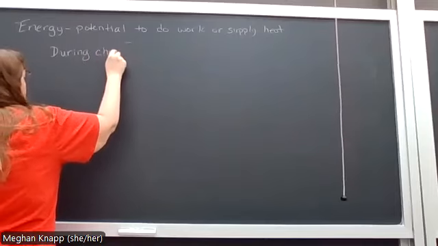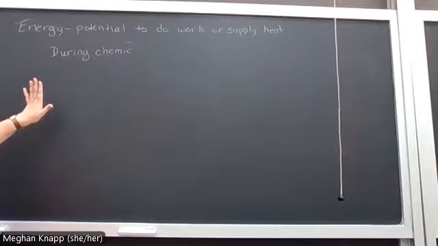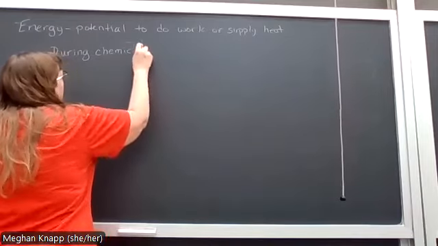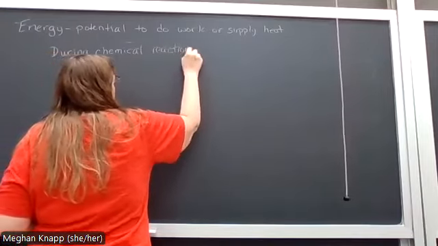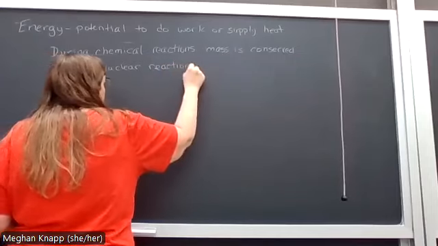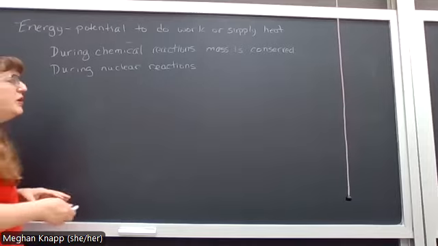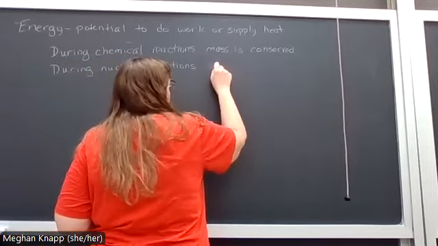Your book makes a note of this, so this is kind of a side thing, but I'm going to put it in here because your book talks about it. During chemical reactions, we know mass is conserved. During nuclear reactions, so this is stuff that's going on either building up a nucleus or breaking down a nucleus, small changes in mass create energy.